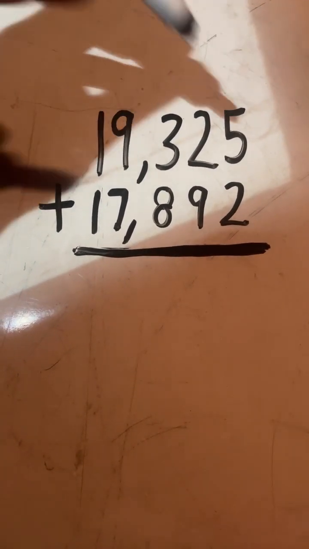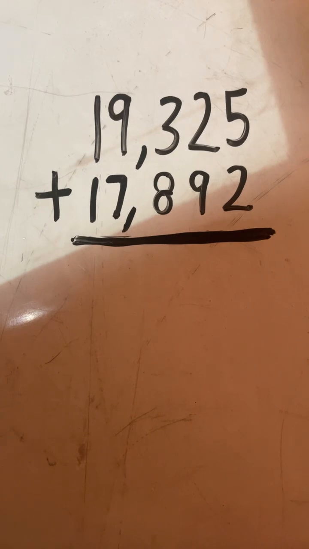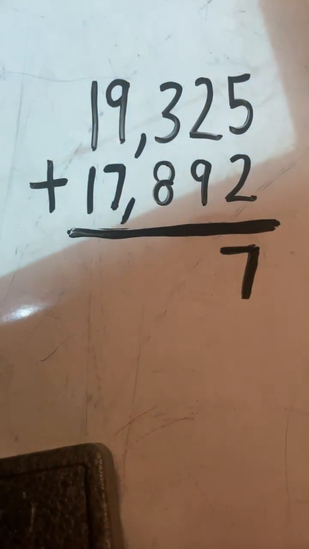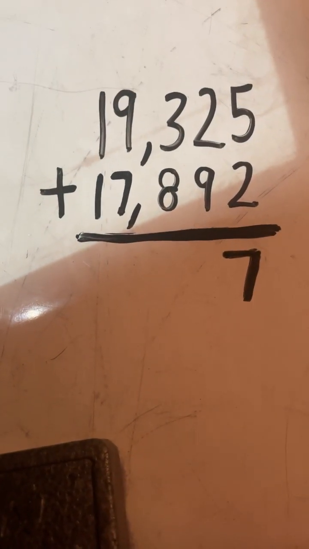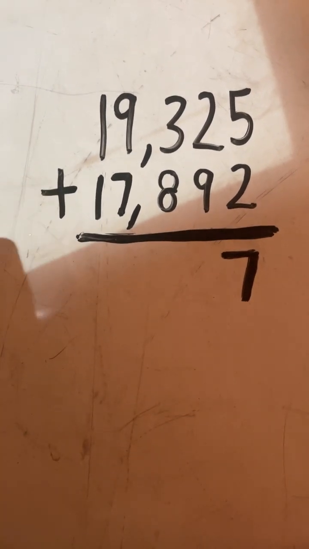So going to the ones place, we're going to start off by adding 5 plus 2. So we're going to forget about all the other numbers right now. We start off just by adding 5 plus 2. 5 plus 2 equals 7. Now because our sum was less than 10, we do not need to regroup in the ones place. We're moving to the tens place now.